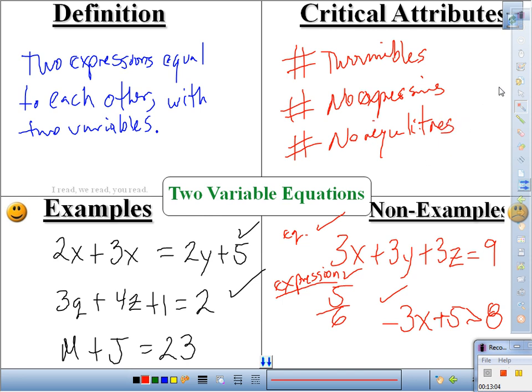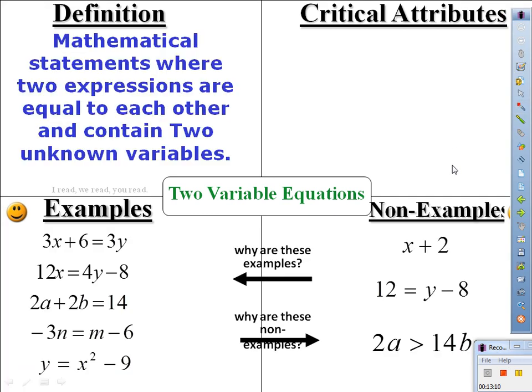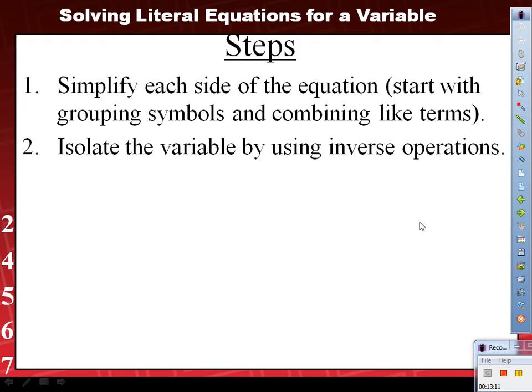All right. So for today's lesson, write down the next steps, please. It's only two steps, very simple. Solve each side of the equation. Start with grouping symbols and combine like terms. And step 2, isolate the variable by using inverse operations. Copy that, please. One minute, go.